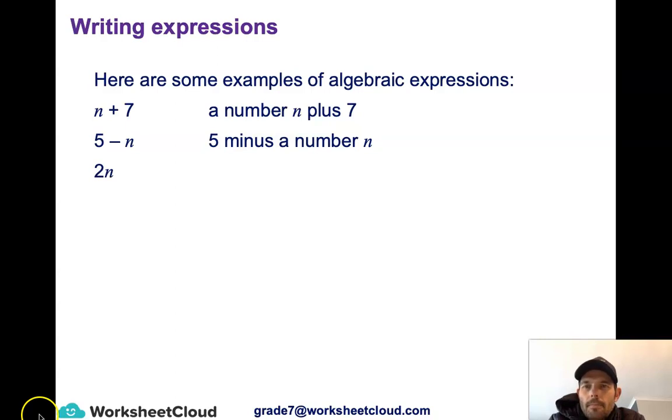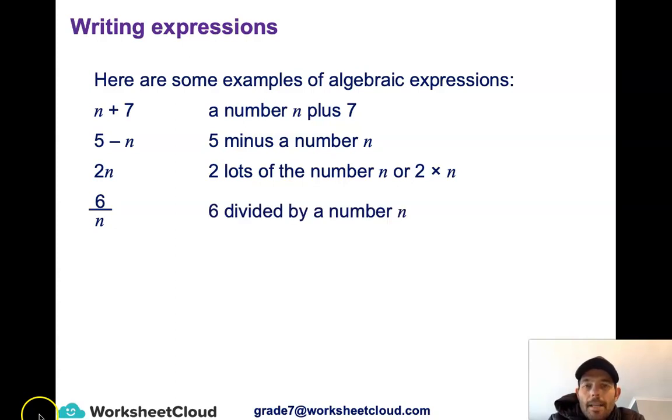2n would be 2 lots of the number n, or 2 multiplied by n. 6 over n would be 6 divided by a number n. 4n plus 5, that would be 4 lots of a number n plus 5, or 4 multiplied by n plus 5.